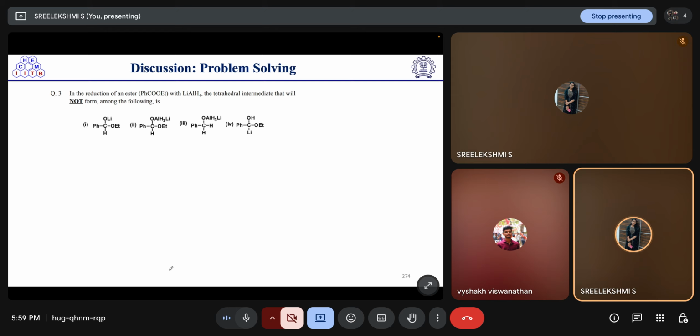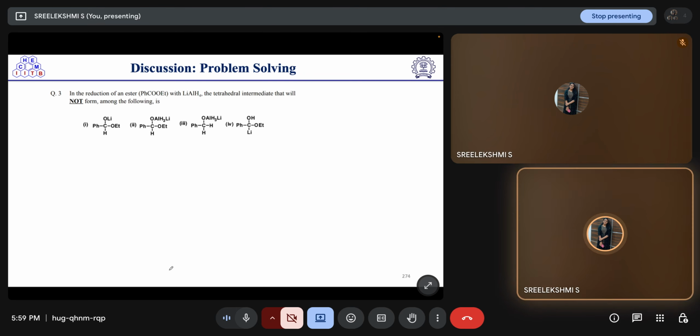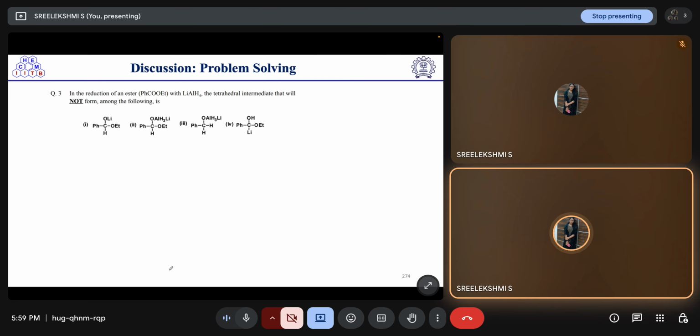Now moving on to the next question: in the reduction of an ester with LAH, the tetrahedral intermediate that will not form among the following is, so here are three options. Out of these options, which intermediate will not form while reducing this phenyl ester with LAH?